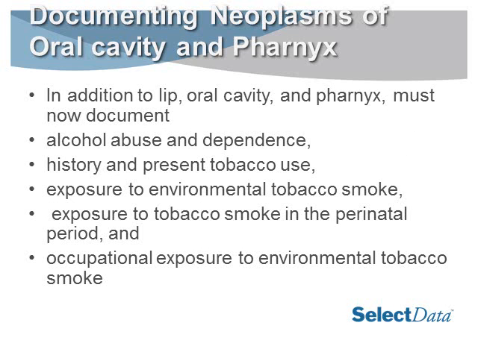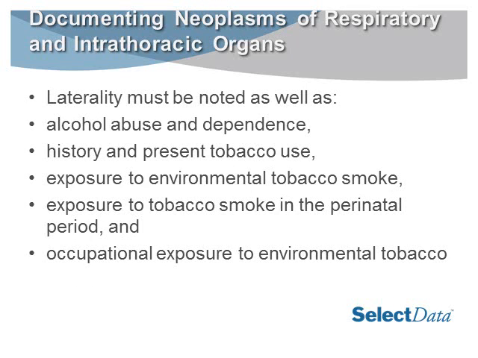Now, for documenting neoplasms of the oral cavity and pharynx, in addition to those neoplasms, you must now also document alcohol abuse and dependence, the history or present tobacco use, exposure to environmental tobacco smoke, exposure to tobacco smoke in the perinatal period, and occupational exposure to environmental tobacco smoke. For neoplasms of respiratory intrathoracic organs, as I said, you need to obviously have all that information present.